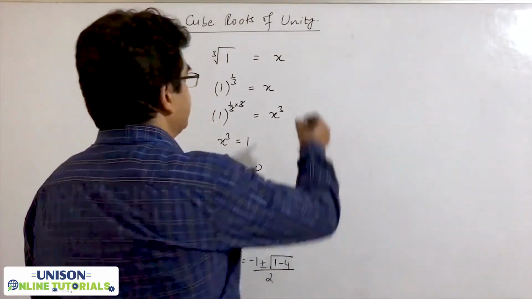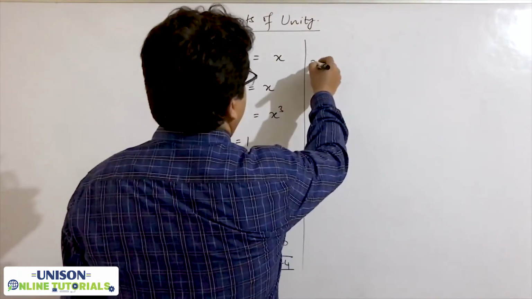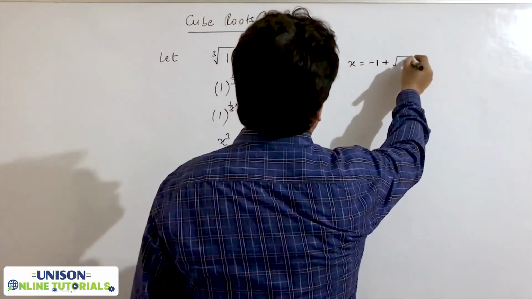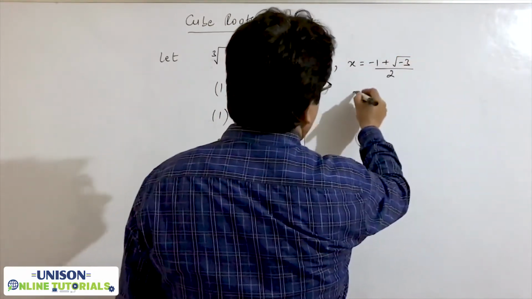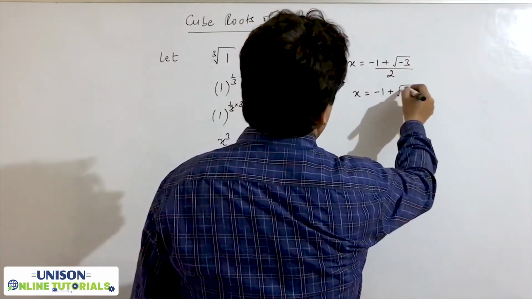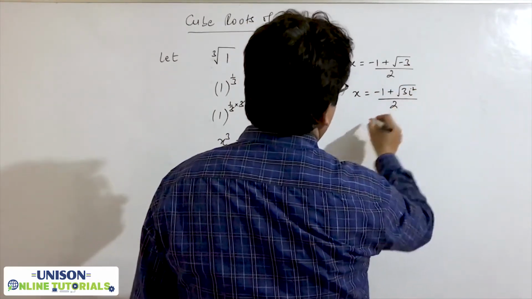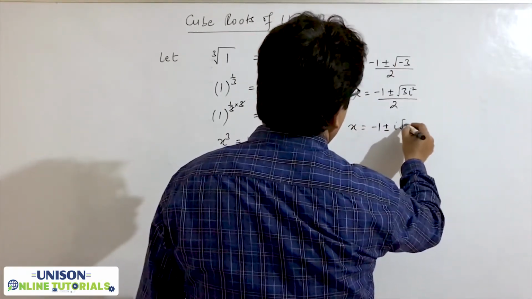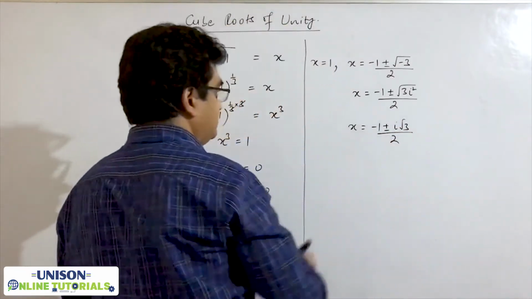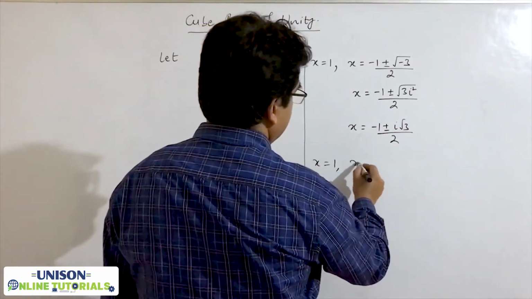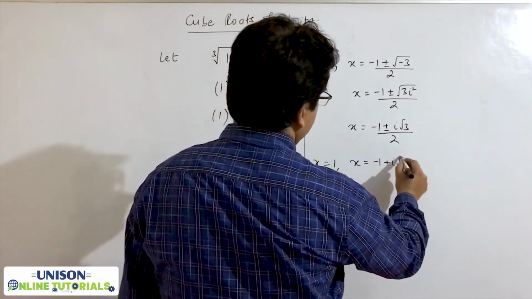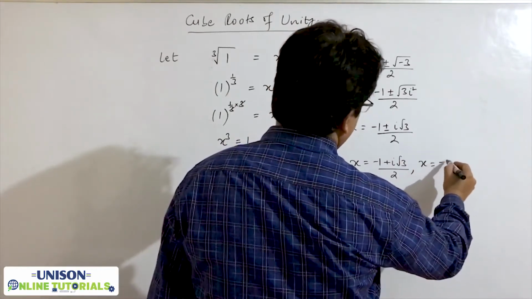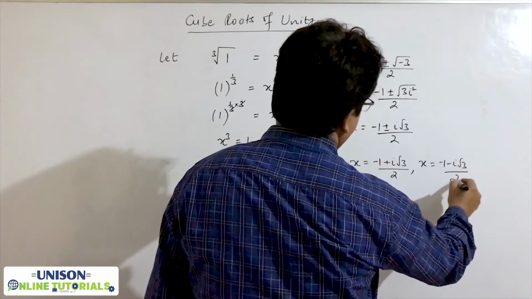So which can further be written as x is 1 and x is equal to minus 1 plus minus under root of minus 3 by 2. So it is x is equal to minus 1 plus minus root 3 iota square upon 2. So x will be equal to minus 1 plus minus iota root 3 by 2. So x is 1 and x is minus 1 plus iota root 3 by 2 and x is minus 1 minus iota root 3 by 2.